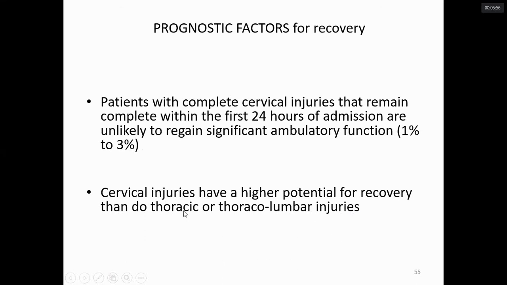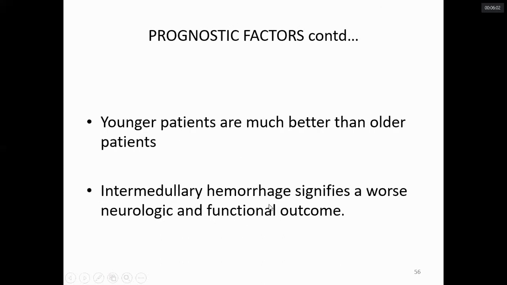Another point, they said cervical injuries have a higher potential for recovery than thoracic and thoracolumbar injuries. The younger the patient, the better the outcome. The older the patient, the worse the outcome. Okay. Intramedullary hemorrhage signifies the worst neurological and functional outcome. If there is an intramedullary hemorrhage, the prognosis is bad.